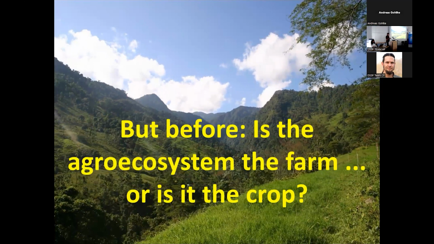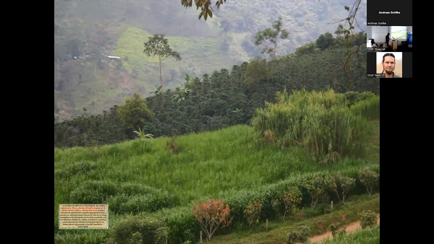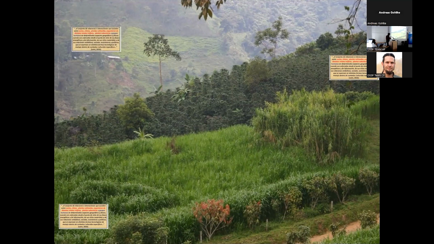Is the agroecosystem the farm or is it the crop? Because if we apply our definition to this sugarcane crop, we can say, yes, this is an agroecosystem. But if we apply the same definition to this coffee crop, we say, yes, another kind of agroecosystem. And here we have livestock, and we say, yes, this is also an agroecosystem. But this is the farm of Don Pedro, Don Peter's farm.